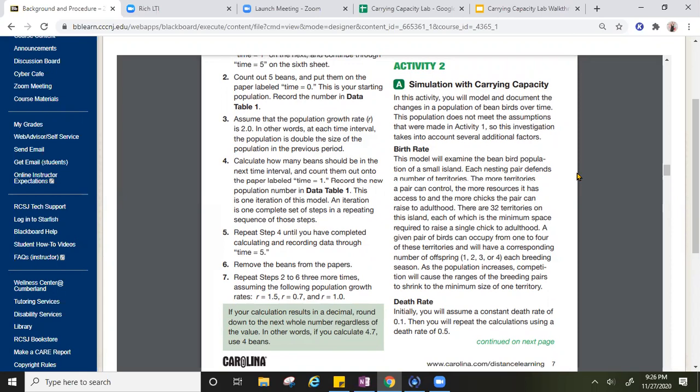There are 32 territories on the island, each of which is the minimum space required to raise a single chick to adulthood. A given pair of birds can occupy from 1 to 4 of these territories and will have a corresponding number of offspring. So if the pair is in charge of 4 territories, which is the max, they can't be in charge of any more than 4. If they're in charge of 4 territories, they can have 1 chick per territory. That's just the rule of the game. It's not even a game, but it's the rule of the lab. So if they're in charge of 2 territories, they can have 2 chicks. If they are in charge of 3 territories, they can have 3 chicks. If they're in charge of 1 territory, then just 1 chick.